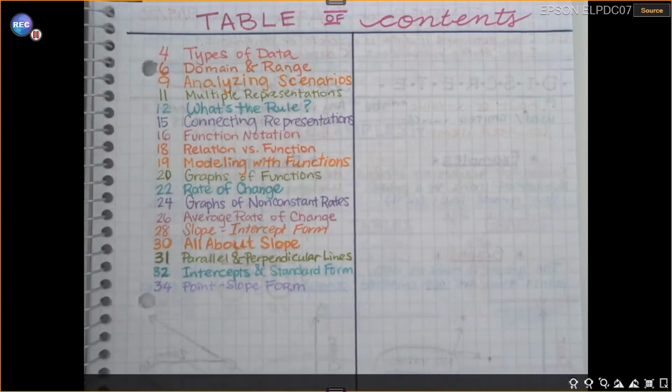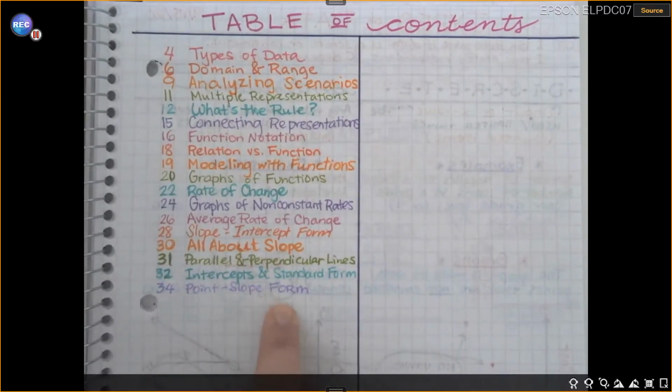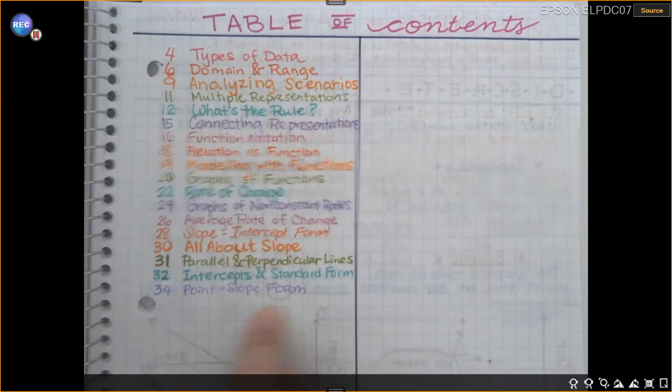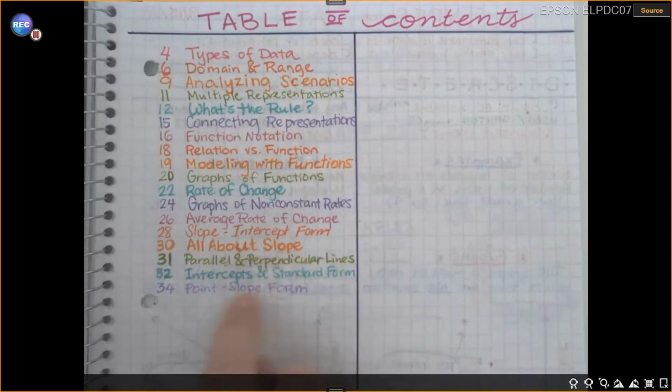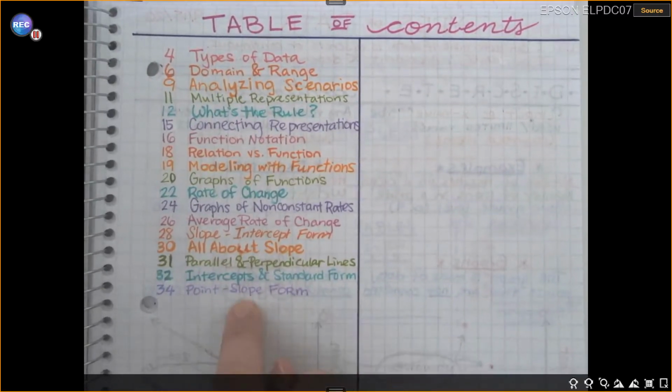All right, guys, today we are doing point slope form. It's one more form of a line. We've got slope intercept form, standard form, and now point slope form, and it will be the last one.